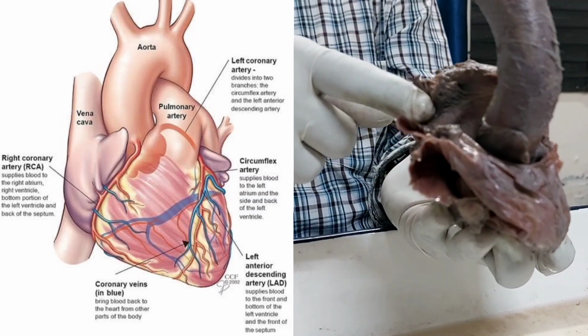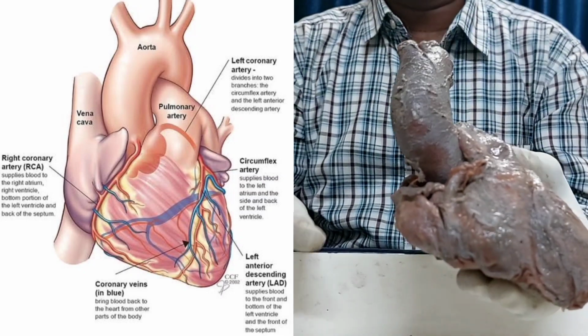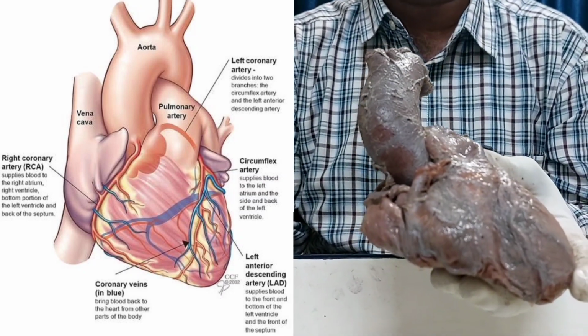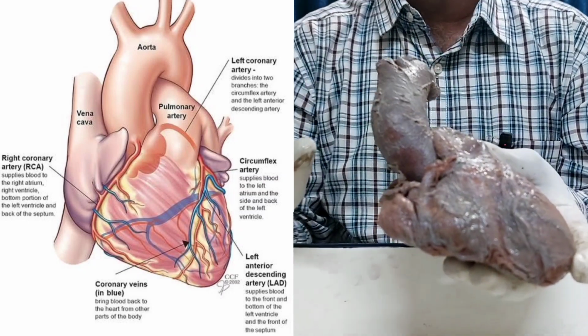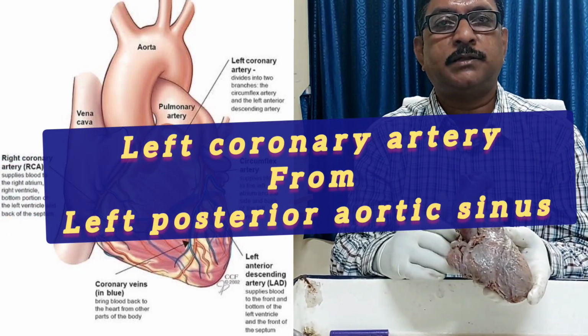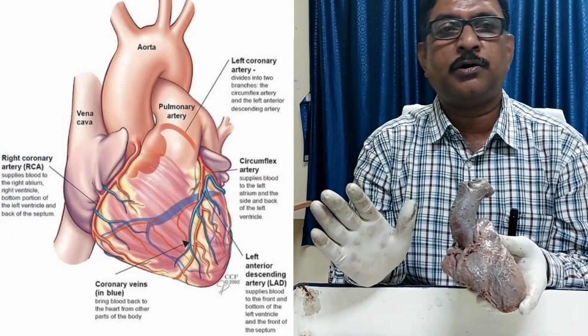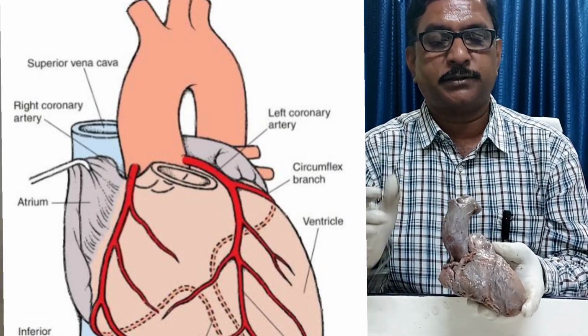So if you are asked what are the branches from the ascending aorta or what are the main arterial supply of the heart, your answer will be right coronary artery and left coronary artery. Right coronary artery from the anterior aortic sinus, left coronary artery from the left posterior aortic sinus. Right posterior aortic sinus gives rise to no branch, so it is called non-coronary sinus.